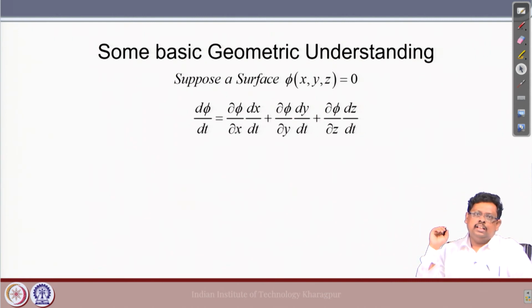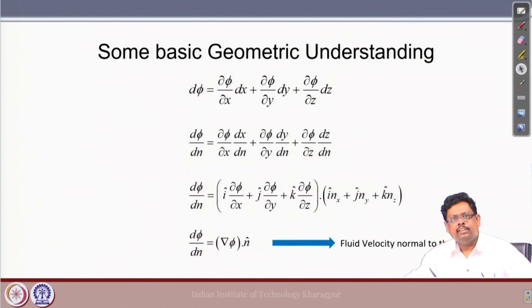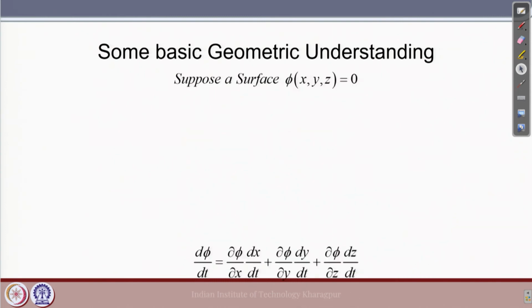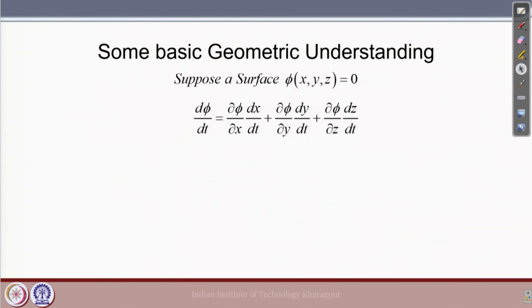in similar line I can write it as del phi/del x into dx/dt plus del phi/del y into dy/dt plus del phi/del z into dz/dt, because I know that d phi equals del phi/del x dx plus del phi/del y dy plus del phi/del z dz, right. So, in similar line, instead of n, I just use d phi/dt.